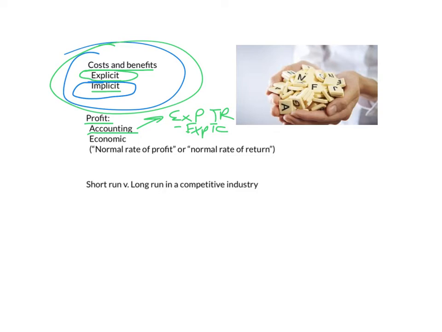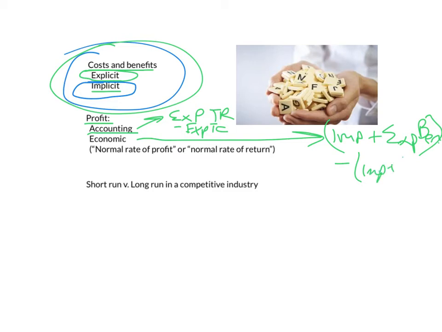And so accounting profit might be called naive profit, and it's a profit calculation that only includes explicit costs. And of course, economic profit would be implicit plus explicit benefits or revenues, minus all of those, minus implicit plus explicit costs.